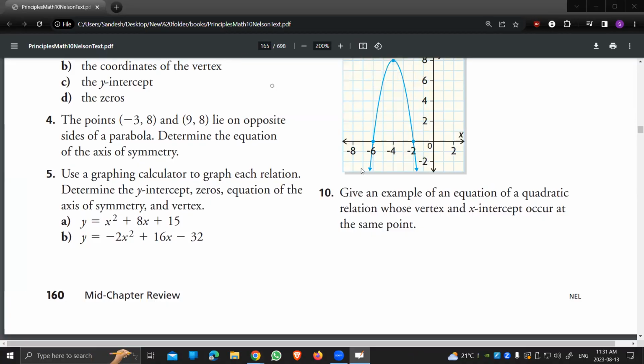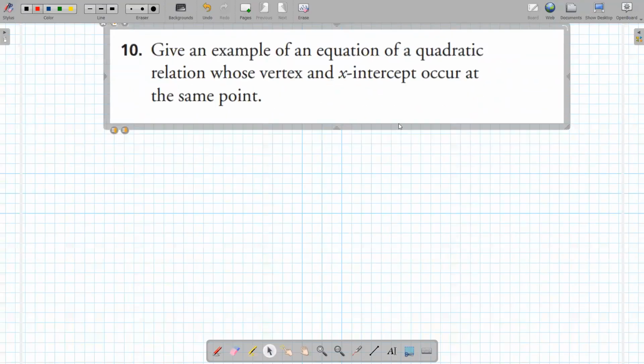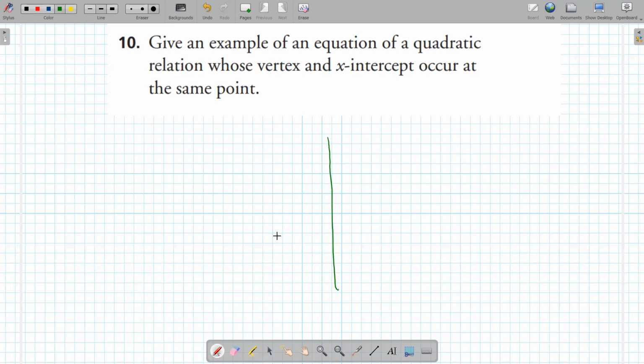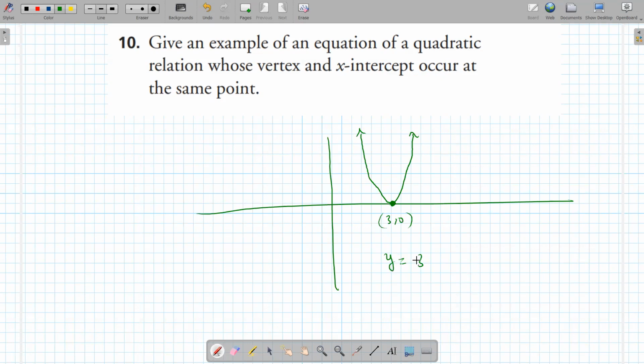Give an example of an equation of a quadratic whose vertex and x-intercept occur at the same point. So let's say this is the vertex. It's also the x-intercept, yeah? So it's just asking us to give an example. So let's say that point there is 3, 0, okay? That's the graph. You can just say y equals a, and it doesn't matter that the a value is irrelevant. x minus 3 squared plus 0. That's the equation in the vertex form.